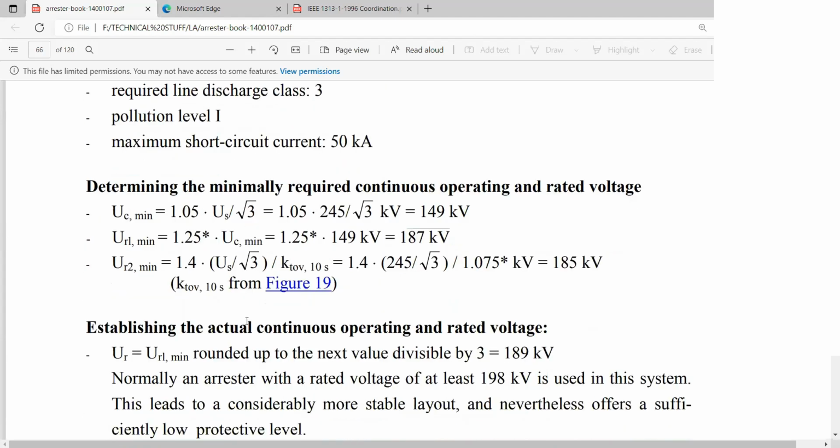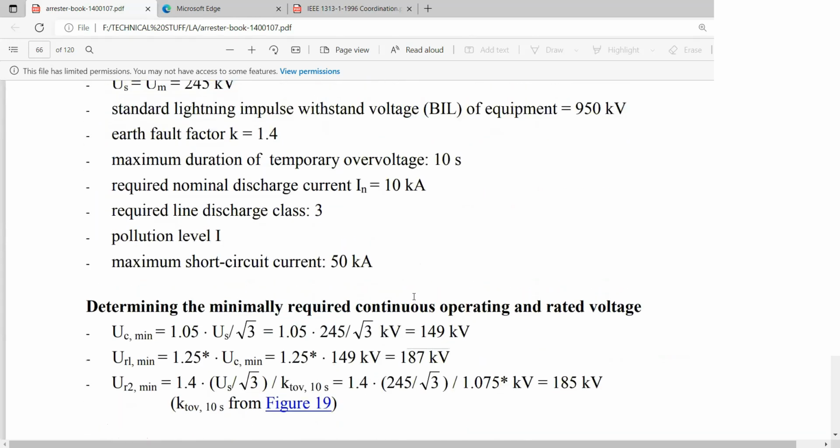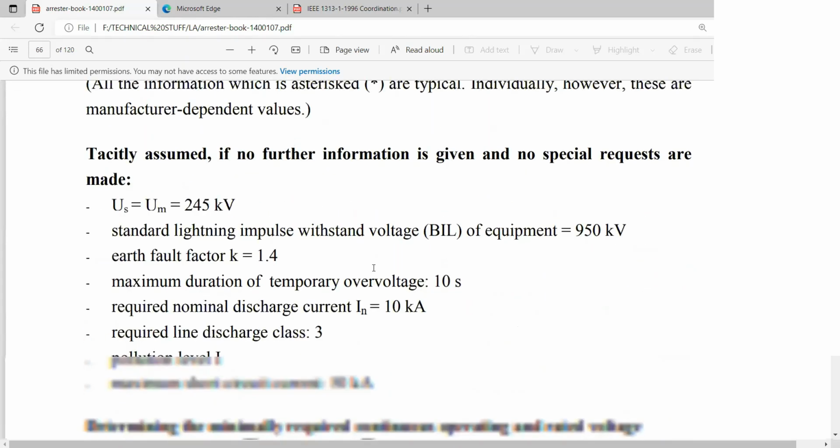So mostly we won't do this calculation; we mostly rely only on this. So 187 is the value in this case. Always remember the lightning arrestor rating should be divisible by 3, because each ZnO block is rated for 3 kV. So divide by 3, so 189 kV. Normally, a lightning arrestor with a rated voltage of at least 198 kV is used in this system. For 220 kV, generally we prefer a 198 kV lightning arrestor.